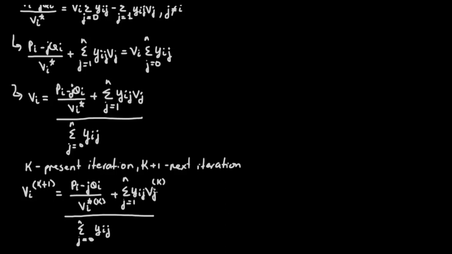So again, here we're going to take an initial guess and say our voltage at this bus is, let's say, 1 per unit at an angle of 0. Our voltage at another bus is going to be 1 per unit at an angle of 0. We plug that in over here and over here, and then we know the powers and the admittances, so we can calculate the next iteration of the voltage at a certain bus.